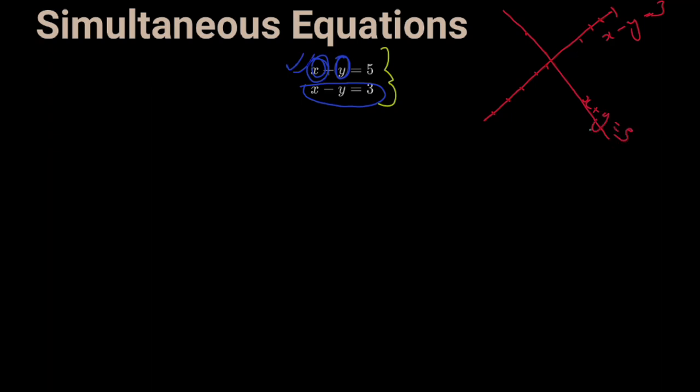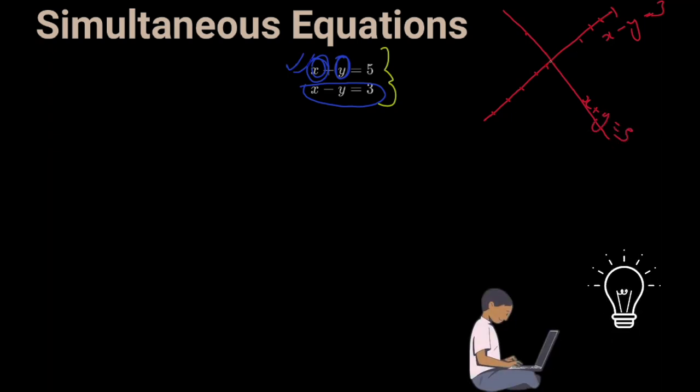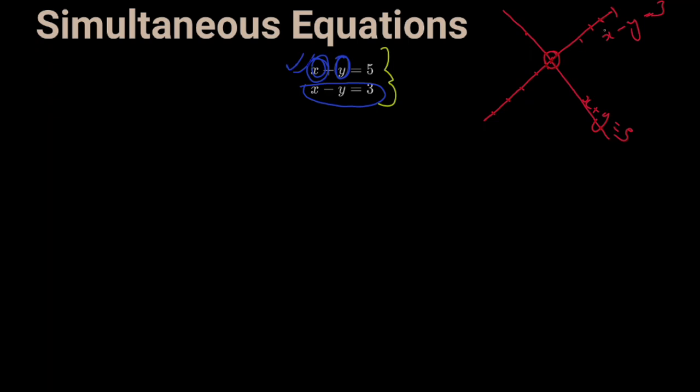Okay, so there's only one set of values. For this one, it'd be this value here where they intersect, which can satisfy both equations. So they can satisfy x minus y equal to 3, and they can also satisfy x plus y equal to 5. So finding these golden values is what you mean by solving the system of simultaneous equations. Solving this simply means finding that sweet set of values.